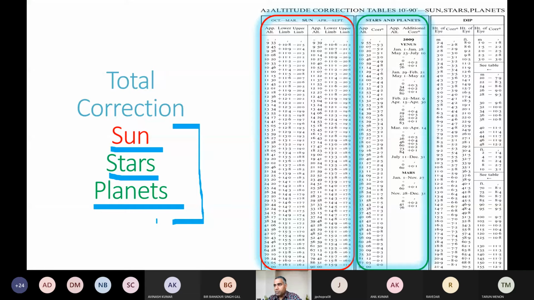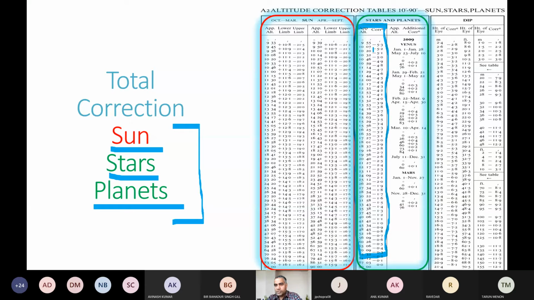Venus is the inferior planet, Mars is the exterior planet. They are closer to us as compared to Jupiter and Saturn. So when you are using Venus and Mars, along with the total correction which you pick up from the table, you have to apply an additional correction also. An extra correction also has to be applied.